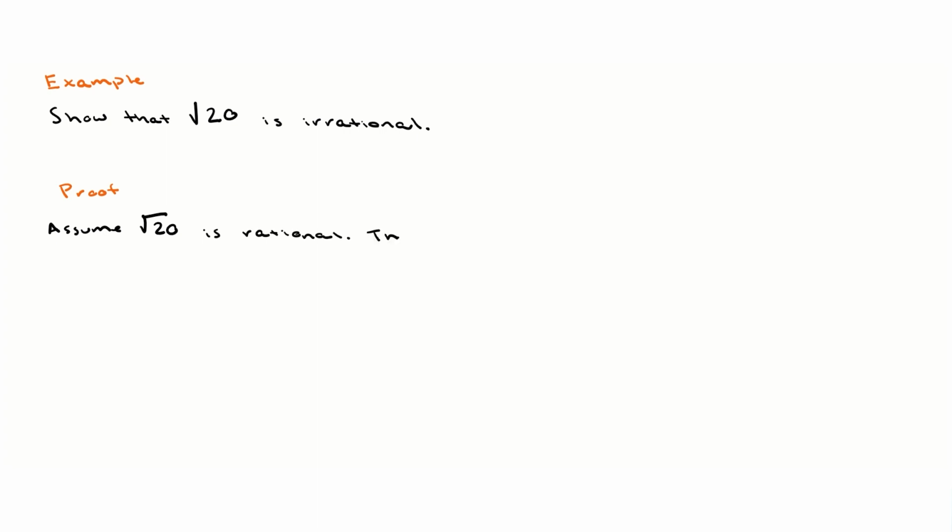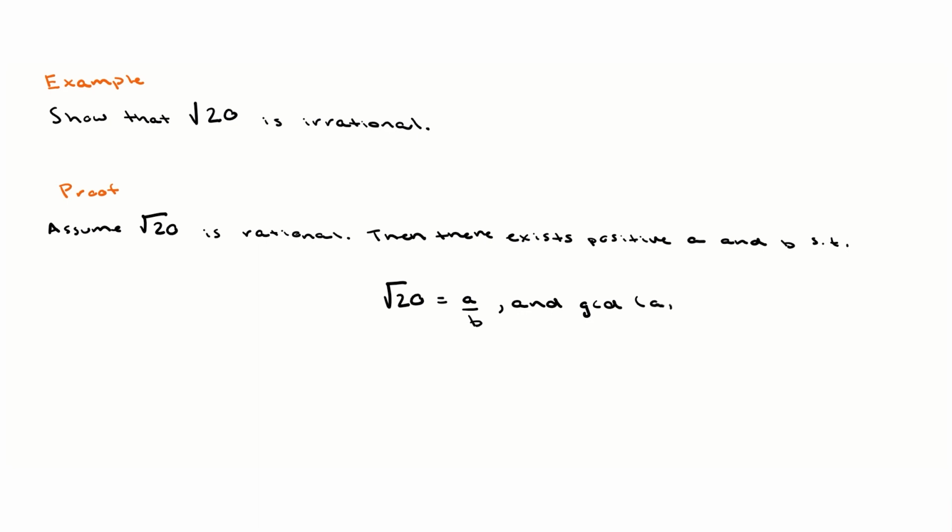If the square root of 20 is rational, then there exist positive integers a and b such that the square root of 20 equals a over b, and the greatest common denominator of a and b is 1. And this is by the definition of a rational number.